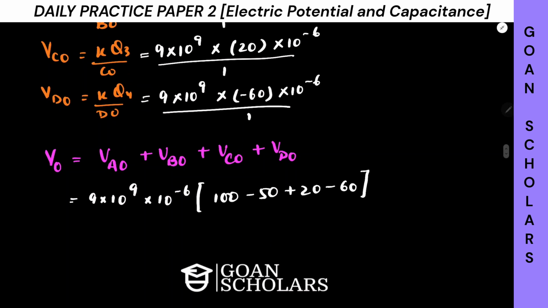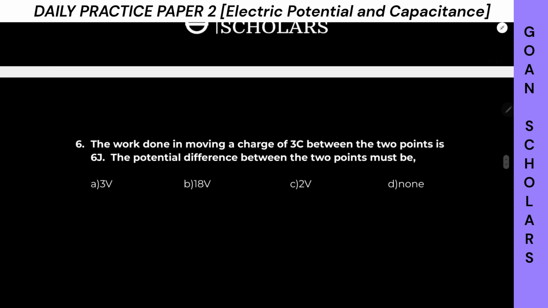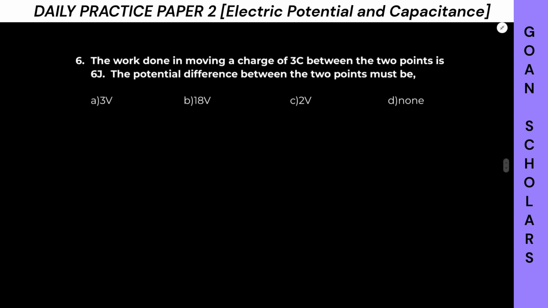So here we got our answer as 9 into 10 to the power 3, and in the bracket 100 minus 50, 50 plus 20, 70 minus 60, 10. So this will be 9 into 10 to the power 4 volts. This is the potential at the center of the square. Let's move to question number 6.